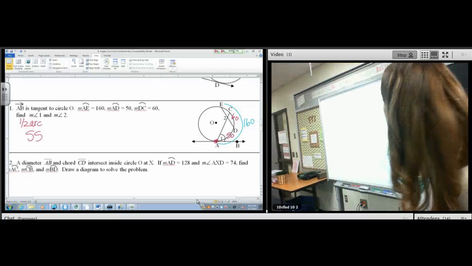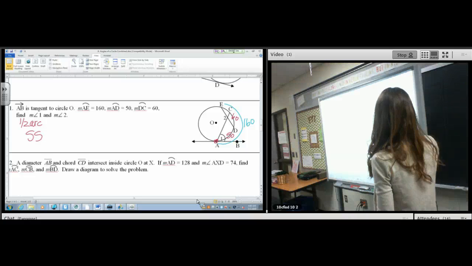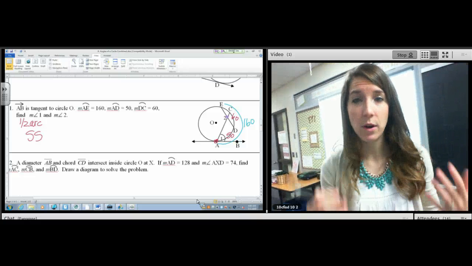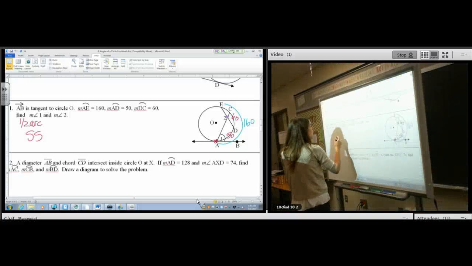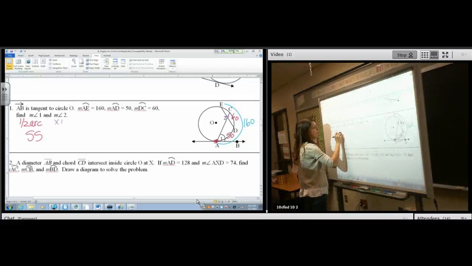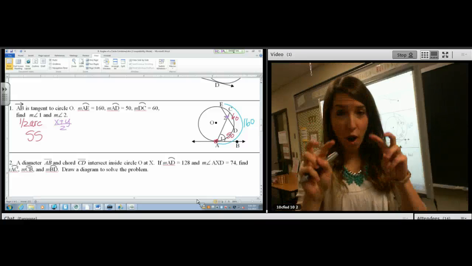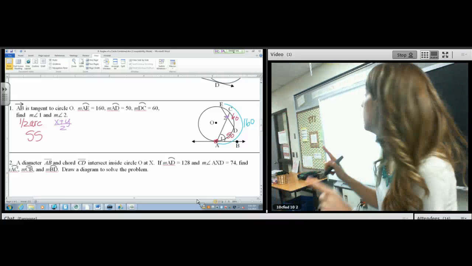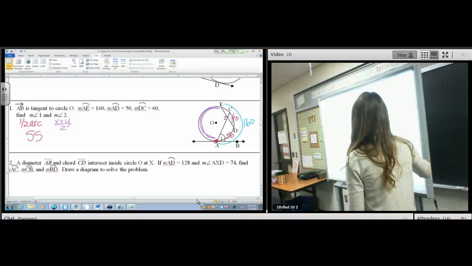All right, angle 2. Where is the vertex of angle 2? The vertex is not on the center, it's not on the circle, it's somewhere in the interior of the circle. So we're going to use our new rules. We're going to add the arcs and divide by 2. When I say add the arcs, I mean the arcs that it opens up to. You follow it with your fingers. So angle 2 is opening up to that purple arc and that purple arc.